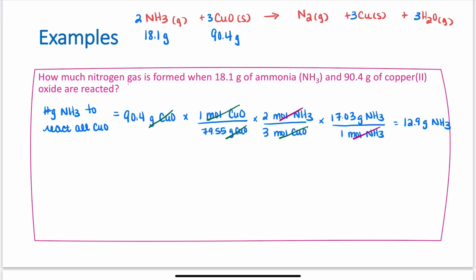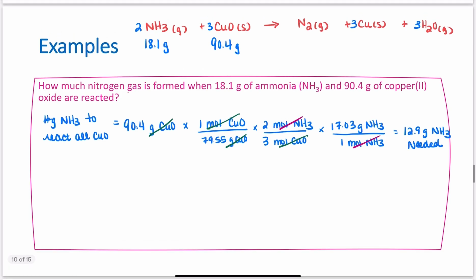Again, what does that mean? It means I need that much. This is needed. I check how much I have, and I have enough, which means that my copper 2 oxide is my limiting reactant, and my ammonia is my excess reactant. So we do have enough ammonia to react all of my copper 2 oxide, so copper 2 oxide is my limiting reactant. That also means that the copper 2 oxide is what's going to control how many grams of nitrogen gas can be formed.